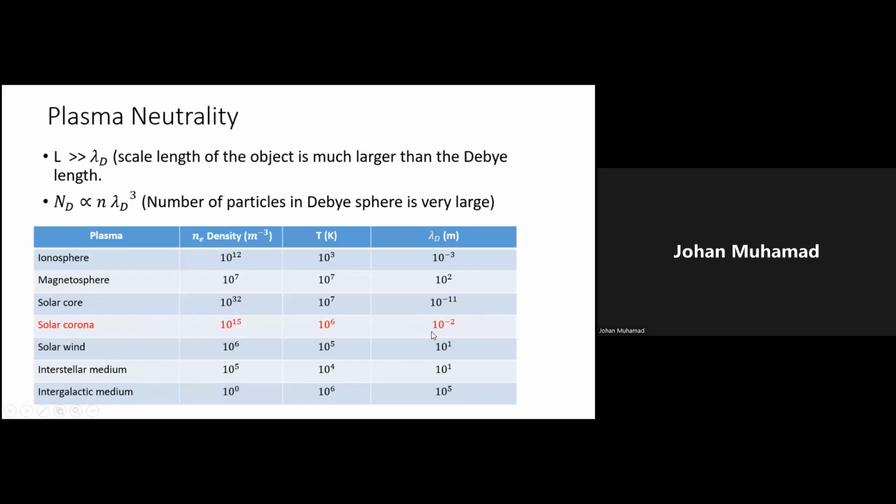So if we study the solar corona, the scale length is already much greater than 1 centimeter because the corona is very big. You can see in the first image I showed you that the size of the prominence is very large, even bigger than the Earth. But in a very high medium, like interstellar or even intergalactic, the Debye length is also very large. So you can guess that the number of particles in a Debye sphere in the intergalactic medium is very large.